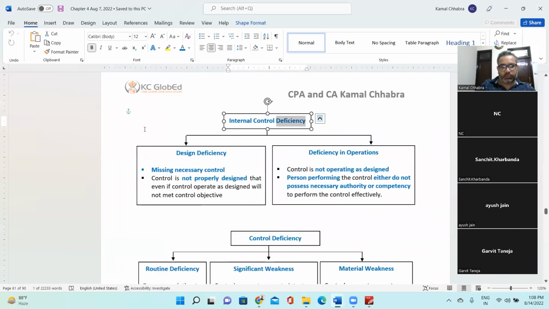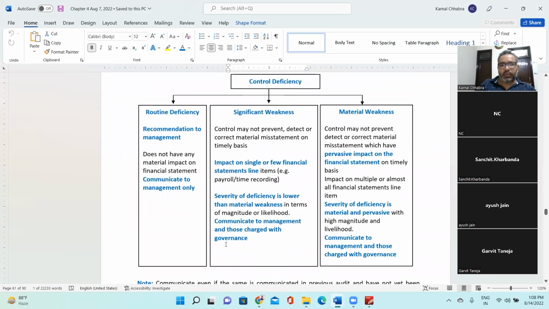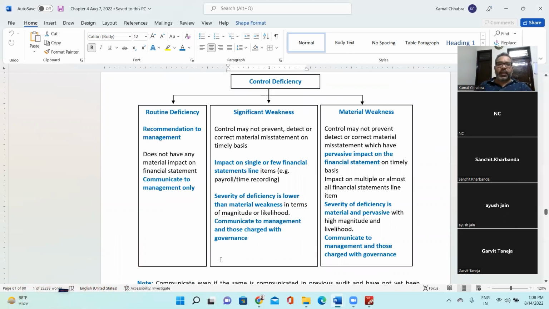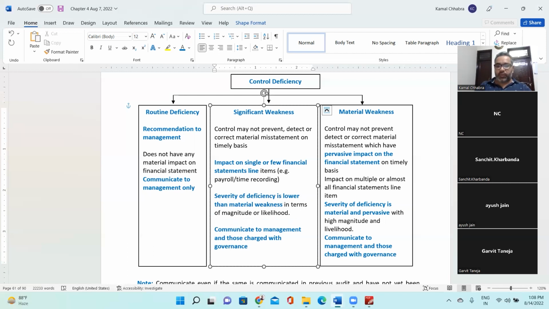Yep, there is. So hope you remember this. Control deficiency, routine deficiency, significant weakness, and material weakness. Significant weakness has impact on a single or few financial statement items. Severity of deficiency is lower than material weakness in terms of magnitude and likelihood. Communicate to the management and those charged with governance. And it will be considered as an impact in the report as well. Whereas for material weakness, severity of the deficiency is material and pervasive, and likelihood and magnitude is high. Communicate to the management and those charged with governance, and it will impact your internal controls opinion as well. Opinion on the internal control over financial statements.